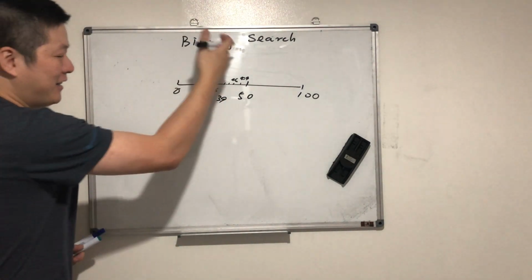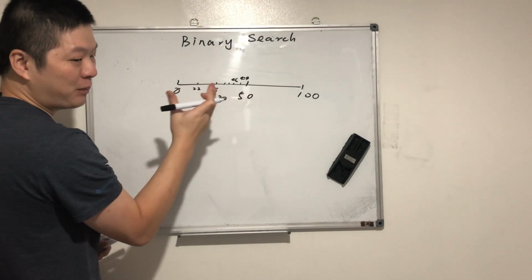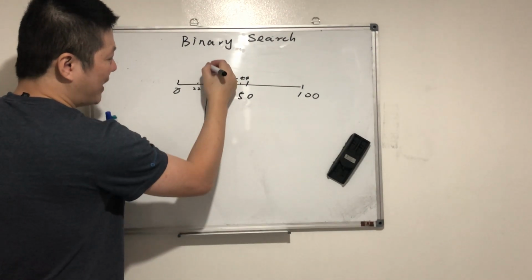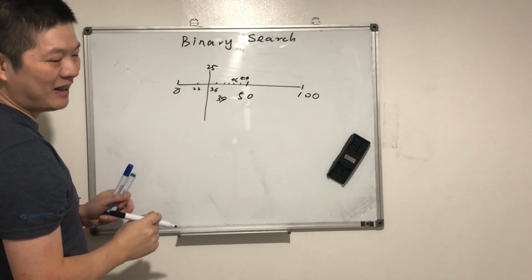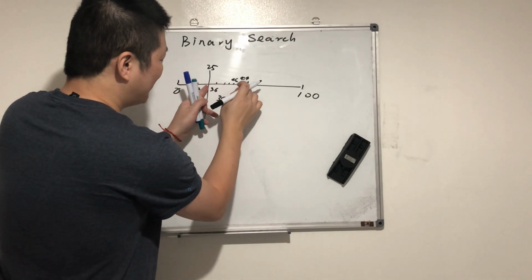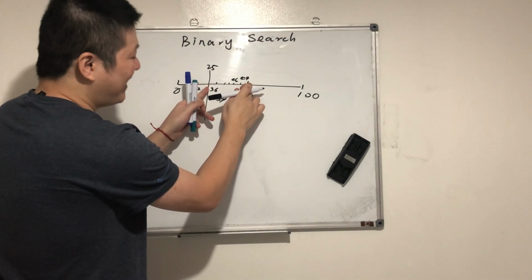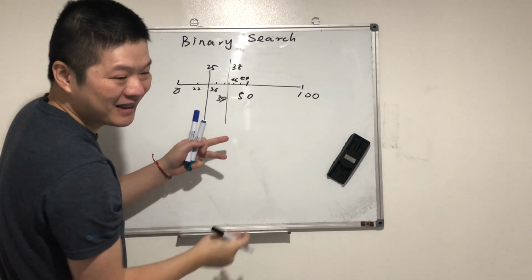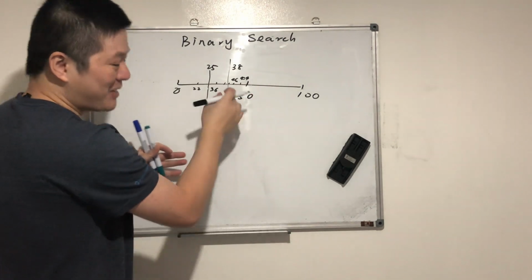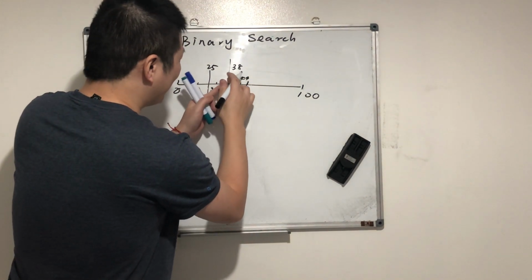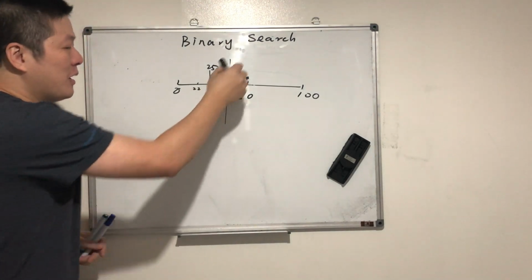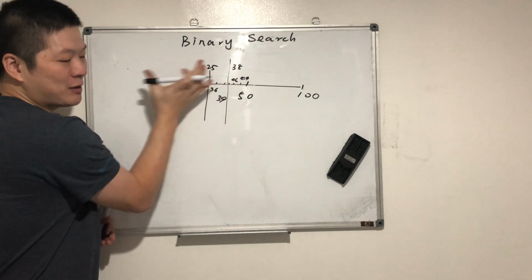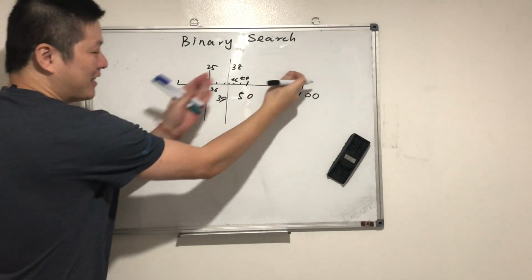So basically, you cut into half. When I say 50 is bigger, then you know it's in this range, and every time you cut into half, so the next number is 25. I say it's smaller, so you know it's between 25 and 50. Then you search in the middle, roughly 38. I say it's smaller, then you know it's between 38 and 50. Every time you pick the middle and you ask me, if I say bigger, you know it's in the smaller half. If I say smaller, you know it's in the bigger half, right?